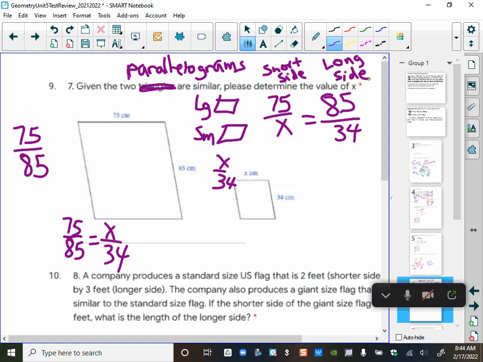So this is one way, that's another way, but it doesn't matter how you set it up. You will get the same value for x. So I want you all to do that.